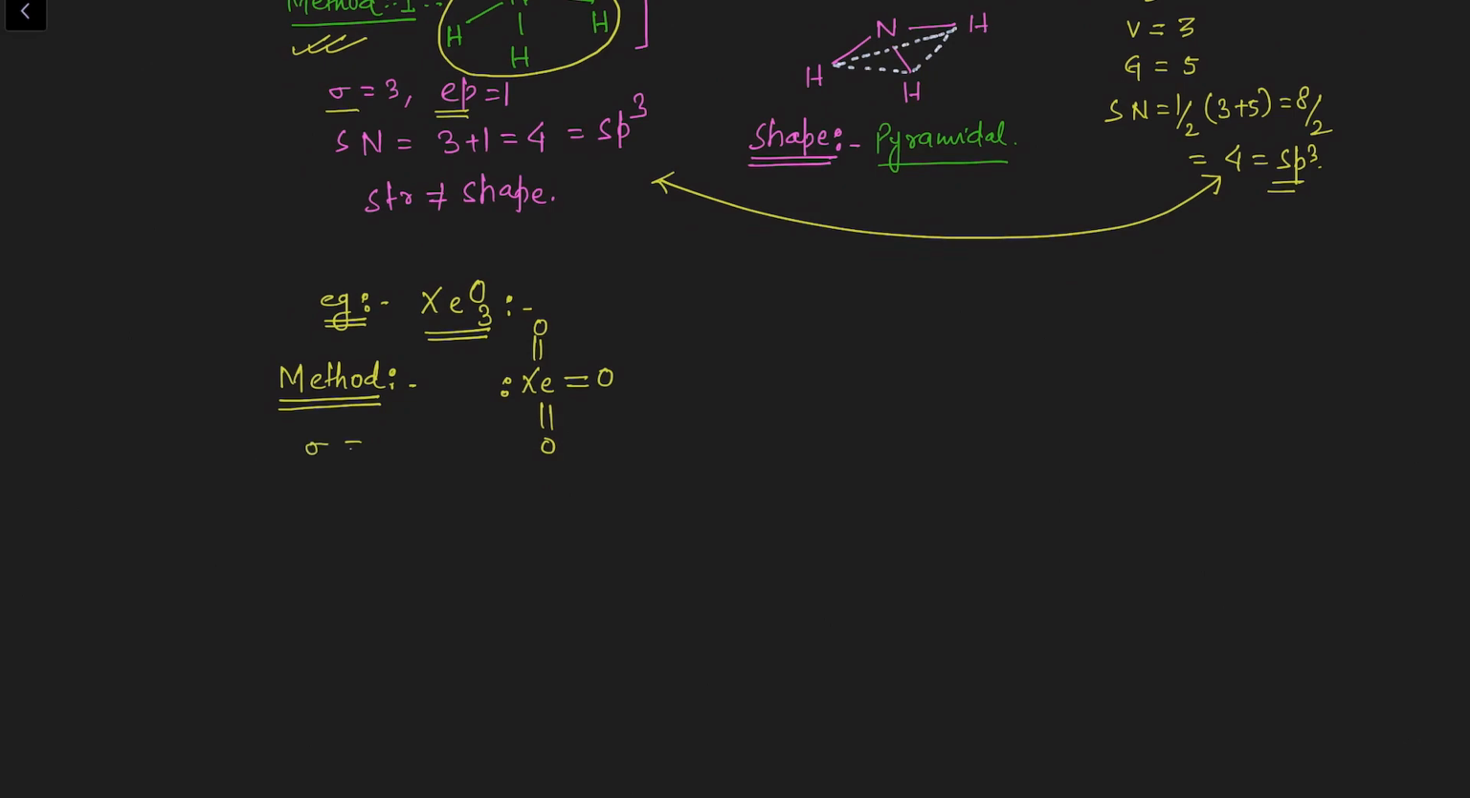So here sigma bond is 3, lone pair of electron is 1, steric number is 4, hybridization is what? sp3. Again structure and shape will not be equal. Reason is that here lone pair is not 0. So now again draw this structure. This is the xenon tetrahedral structure.